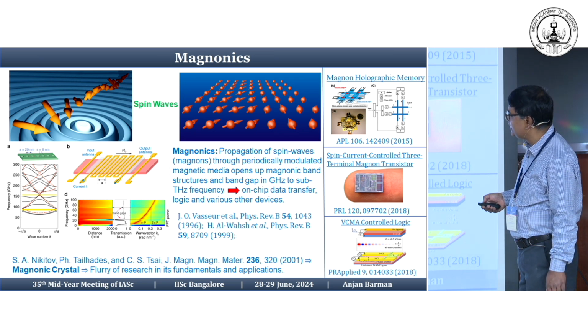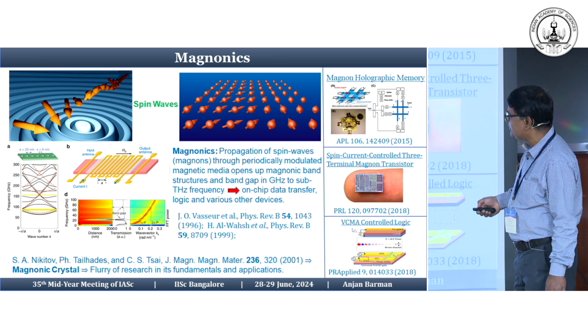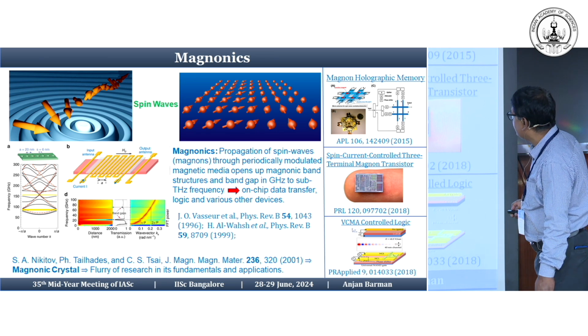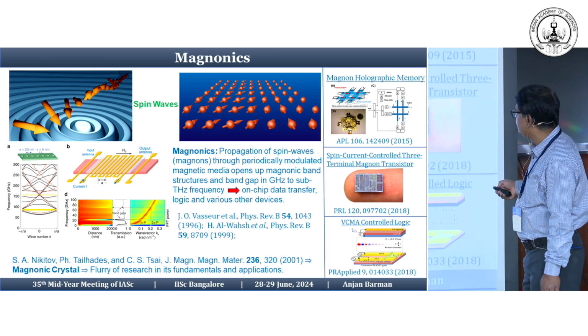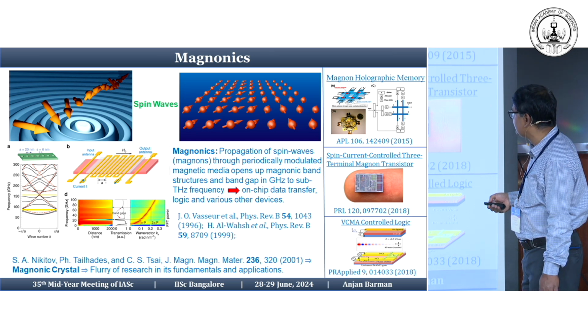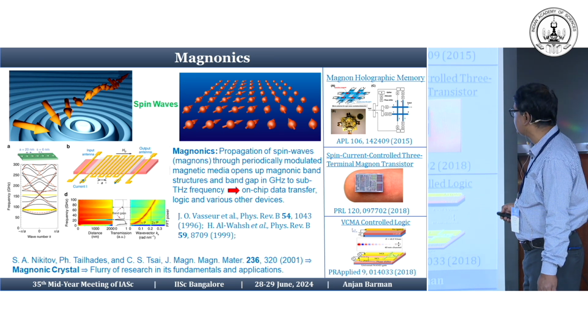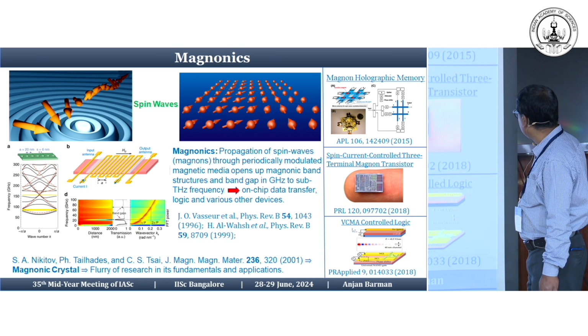I can show you here some band structure with this one-dimensional array of antidots, with band gaps and so on. So magnonics basically deals with propagating spin waves through periodically modulated magnetic media, which has enormous application in gigahertz to terahertz frequency on-chip data transfer, logic, and various other devices. And here you can see some of the examples.